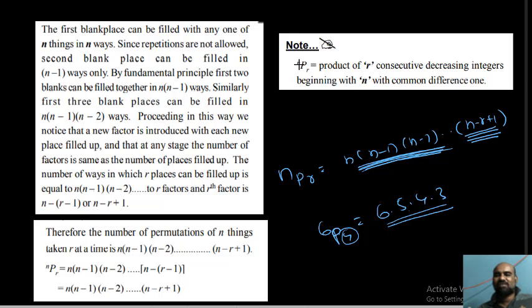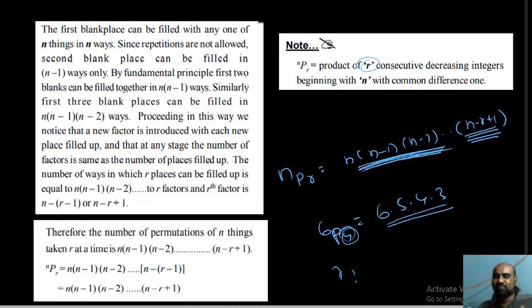Okay, so clearly nPr means the product of r consecutive decreasing integers beginning with n with common difference 1. Understood? nPr means what? Directly, this is just like a note. After proving this result, you can remember it using this note. nPr means product of r consecutive decreasing integers beginning with n with common difference 1.